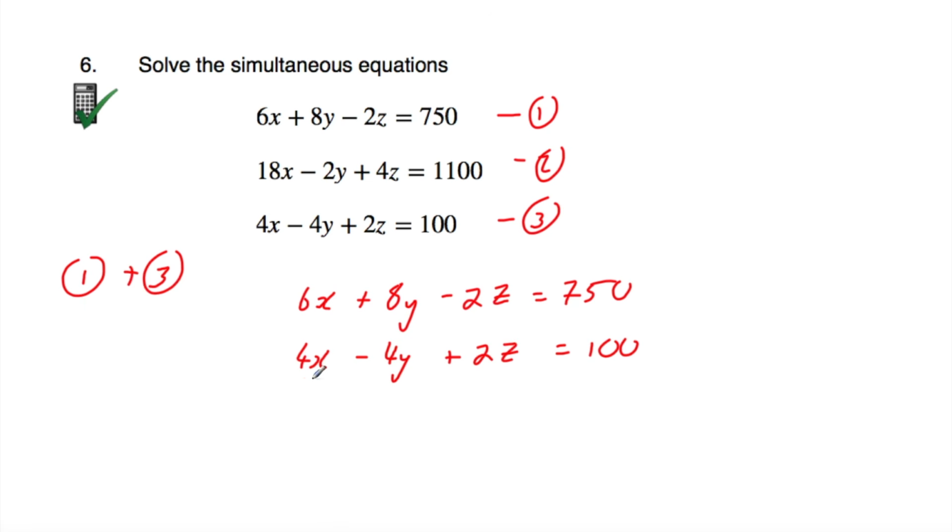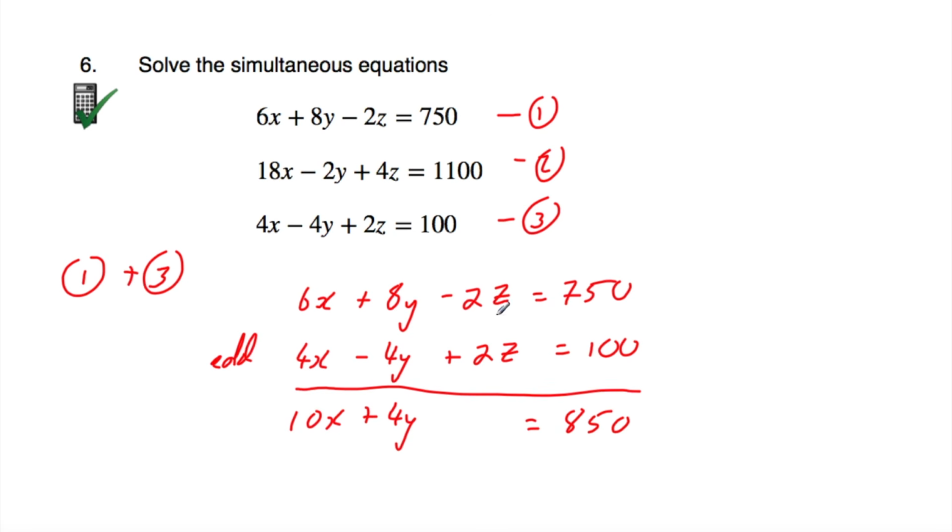And we're going to add those two equations, and let's see what we get. So 6x's plus 4x's, that's 10x's. Then we've got 8y's plus minus 4y's. When you add negative 4y's, it's going to go down 4y, so it's going to be plus 4y. And then minus 2z plus 2z will be equal to 0. And that's equal to 850. So here we've got an equation where we've eliminated the z's. And I'm going to call that equation 4.